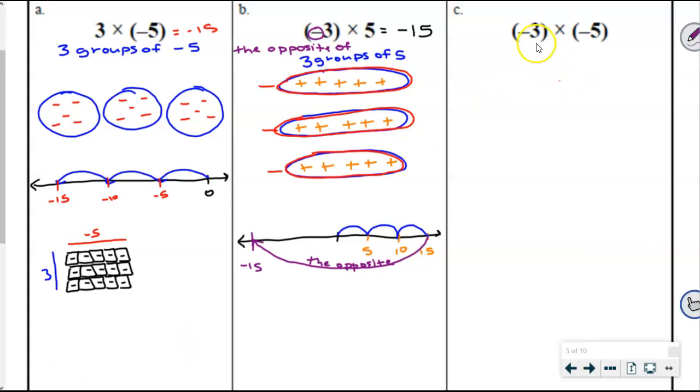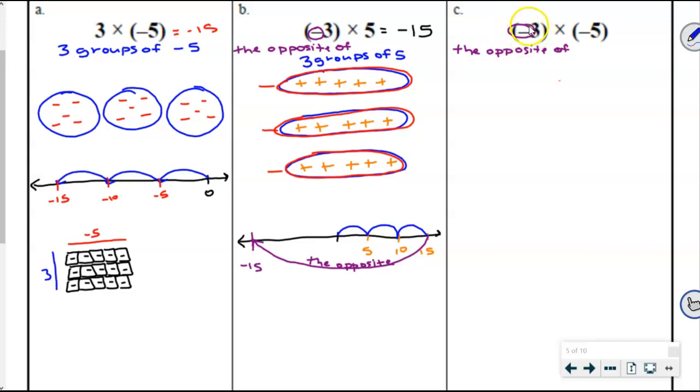All right, and what are we going to call this? How can I think about negative 3 times negative 5 so I can really truly model it? Carter? Yes. So this negative sign, instead of reading it as negative 3 groups of negative 5, I'm going to read it as the opposite of.